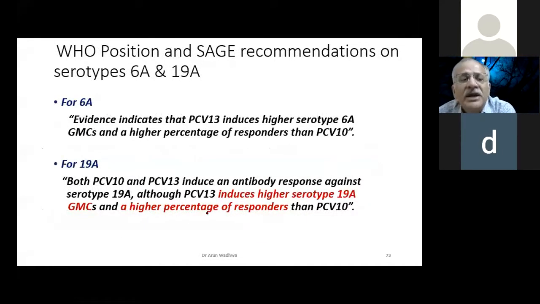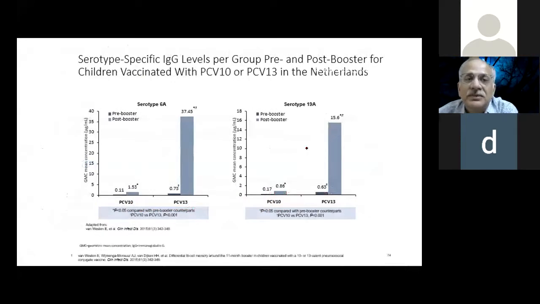Again, the same thing. It says that both PCV10 and 13 induce an antibody response against 19A, although PCV13 induces higher serotype 19A GMCs and a higher percentage of children respond to it than PCV10. Again, this is from the WHO and SAGE recommendation.